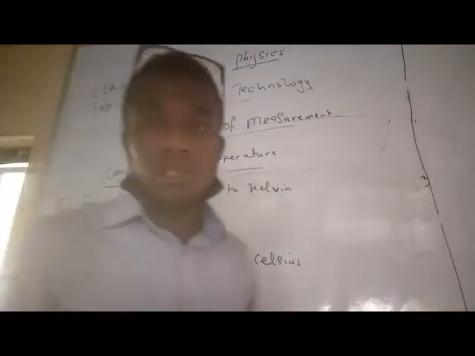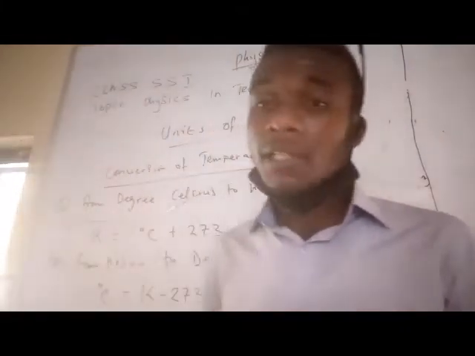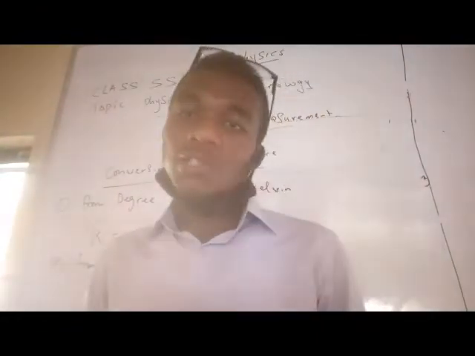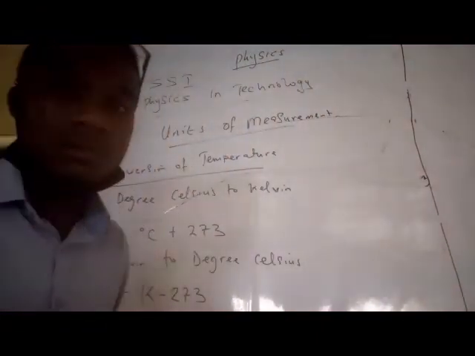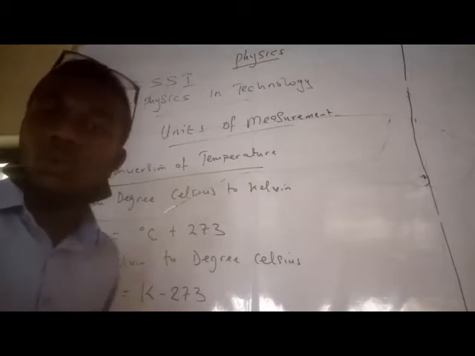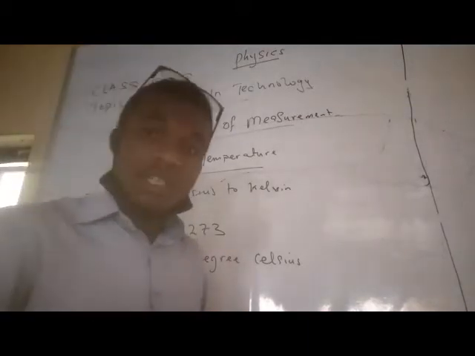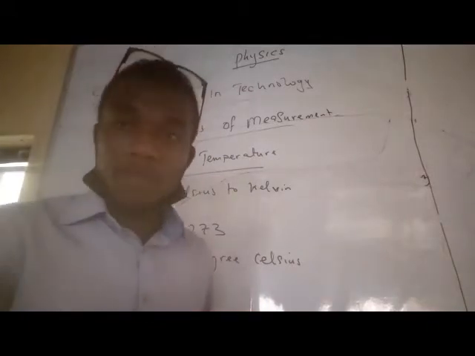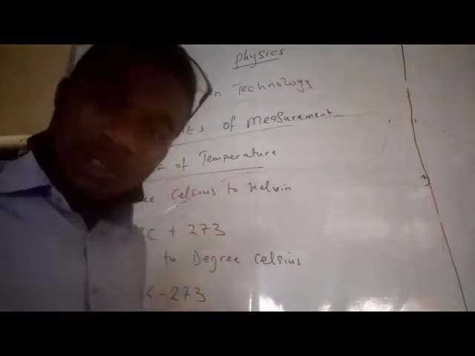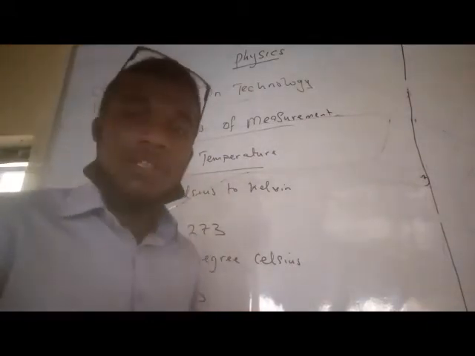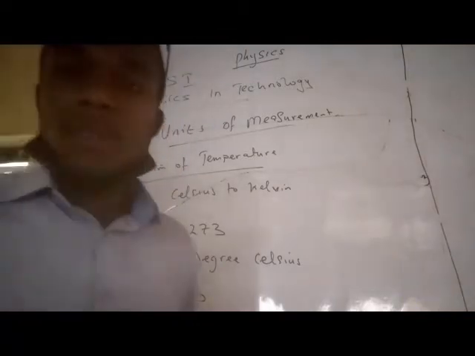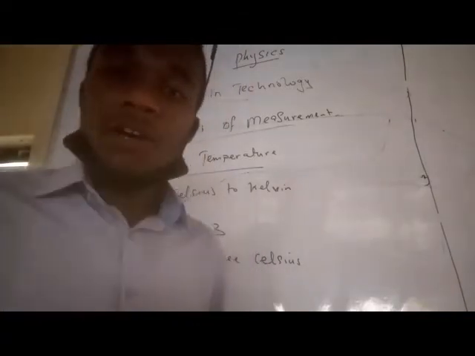Like we said, temperature is the degree of what? Hotness or coldness of a body, or the total kinetic energy contained in a body. And temperature can be measured with what? With an instrument called the thermometer. There are different units of measuring temperature. We have the degree Celsius, which I believe most of us are familiar with. We also have the Kelvin, and we also have the degree Fahrenheit.